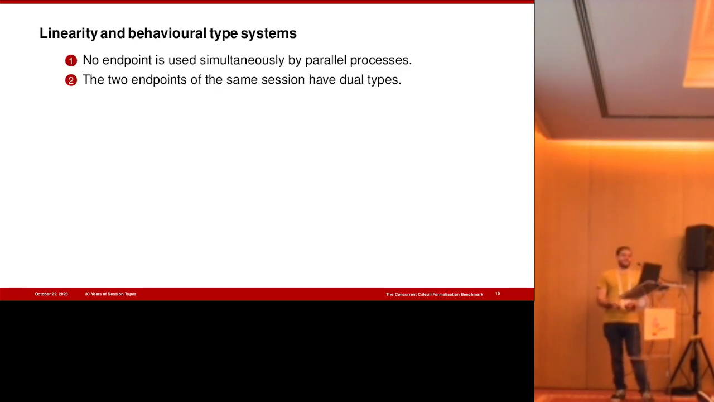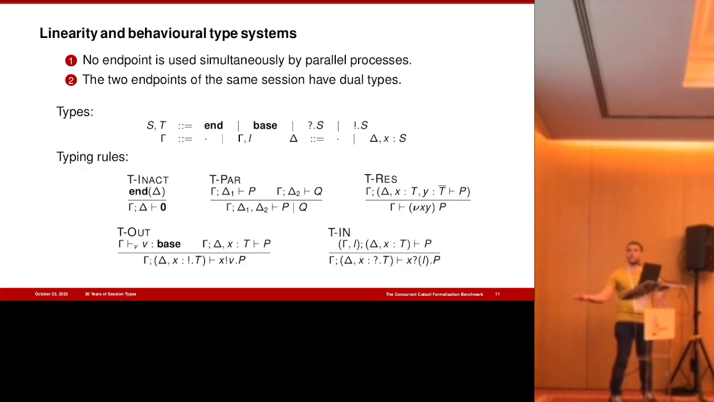Now we want to type. We want to type the processes to achieve these 2 things. And we give a type system. And we have our session types, let's say, which are very simple. End for the terminated process, base for our values, and then a receive and a send type, and that's it. We have contexts for value variables and for endpoints. And that's our type system, our typing rules.